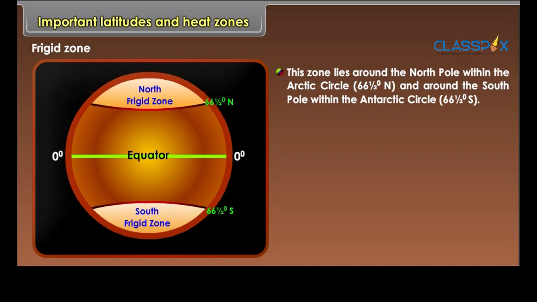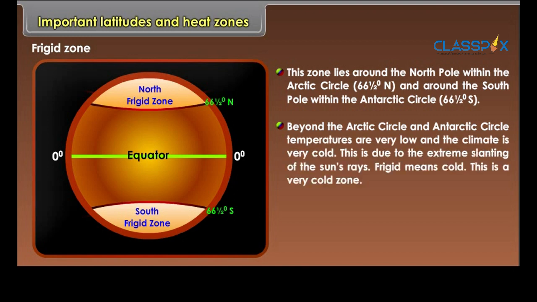Beyond the Arctic Circle and Antarctic Circle, temperatures are very low and the climate is very cold. This is due to the extreme slanting of the sun's rays. Frigid means cold. This is a very cold zone.